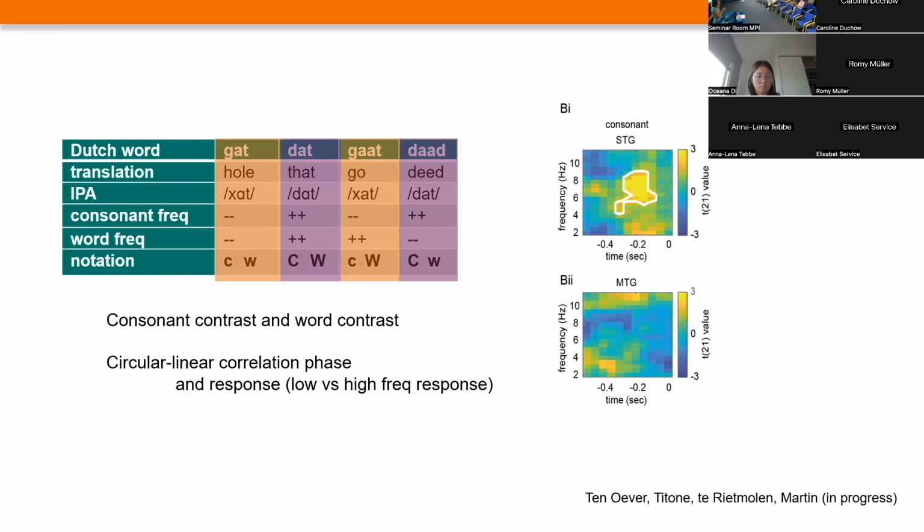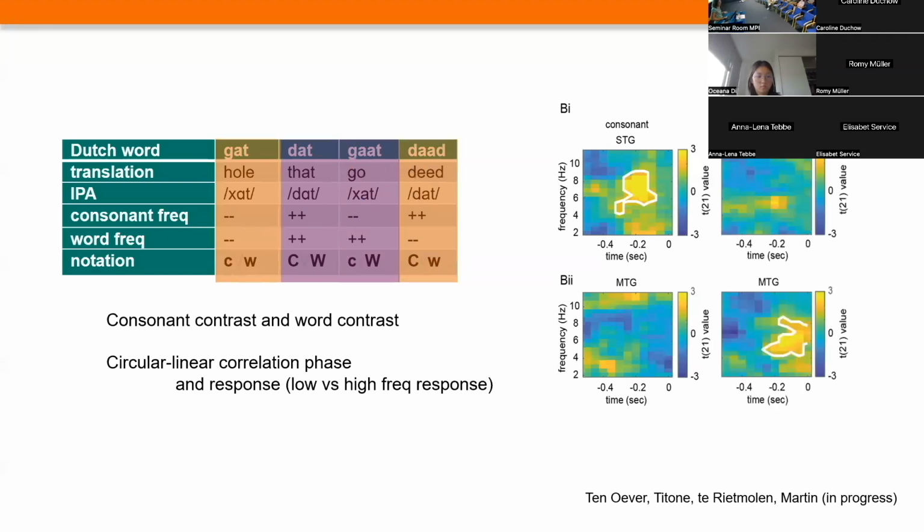the participants perceive the low frequency or the high frequency consonant, but in the medial temporal gyrus, we don't find this effect. And then for the word contrast, it was the opposite. For the superior temporal gyrus, no effect, but in the medial temporal gyrus, we could see a dependence on whether the participants perceive the low or the high frequency word. And these are orthogonal to each other. So in that sense, that is a nice double dissociation.